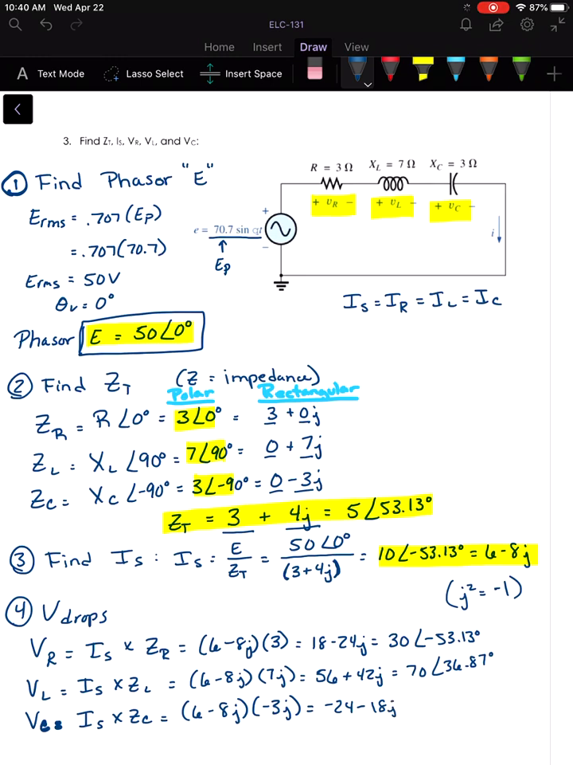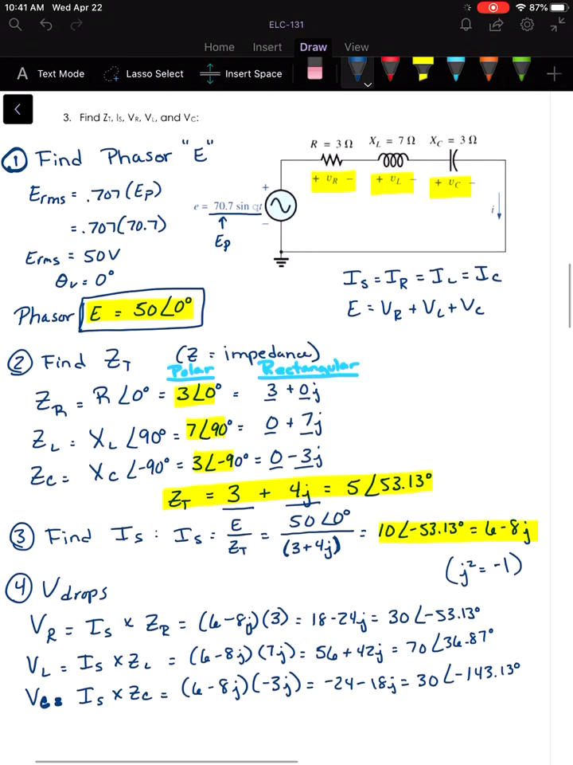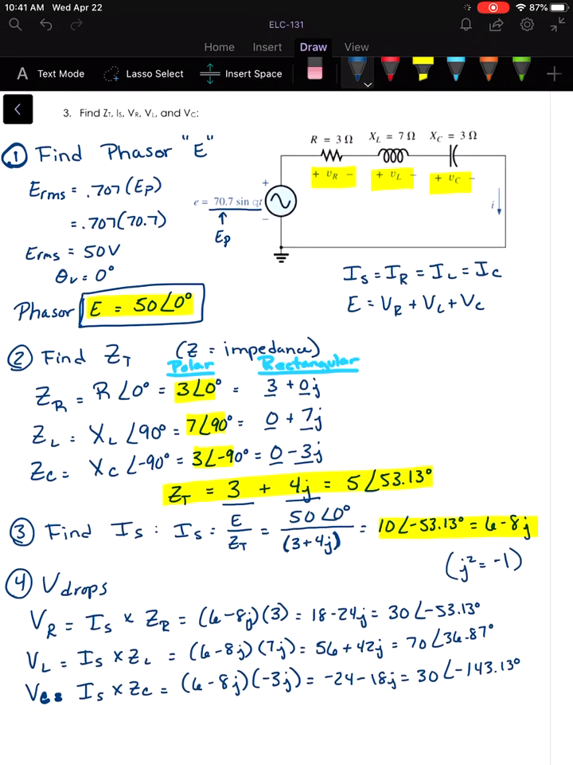Or -24 minus 18 times j. And in polar form, that is 30 at -143.13 degrees. Now, if you want to check, remember that E should equal VR plus VL plus VC, as it was in our DC circuit analysis. If you wanted to add, you could add all of these in rectangular form and see what you get.